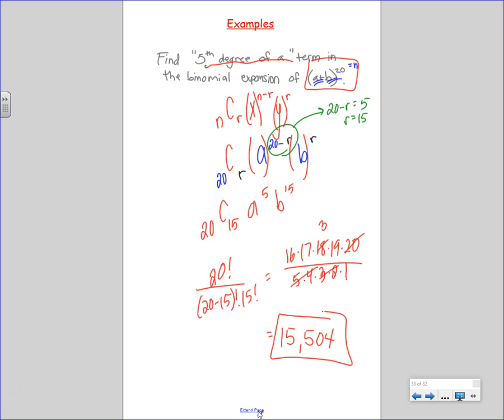Oh, no, it is right. I just can't count. Huh, go team. 15,504. Oh, well. 15,504. Good job. Because I counted wrong. 5th, 4th, 3rd, 2nd, 1st. It'd be 6 terms from the end, not 5 terms from the end.